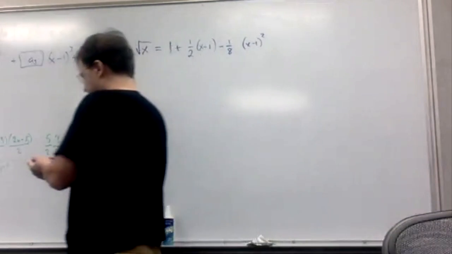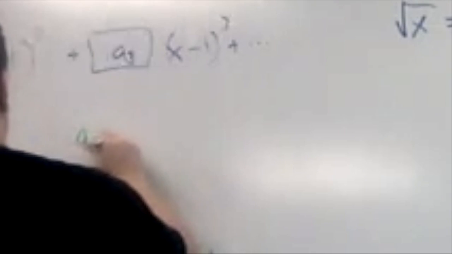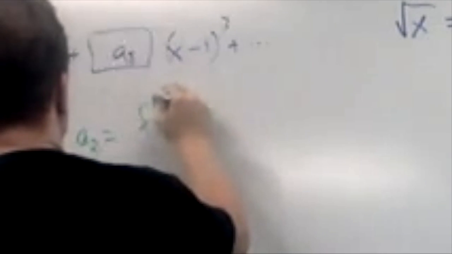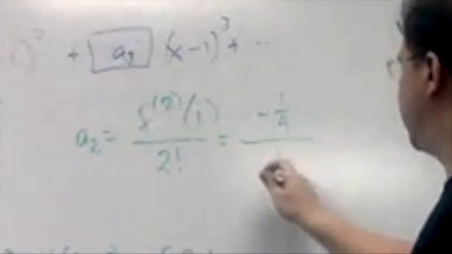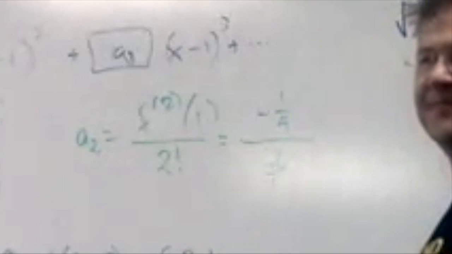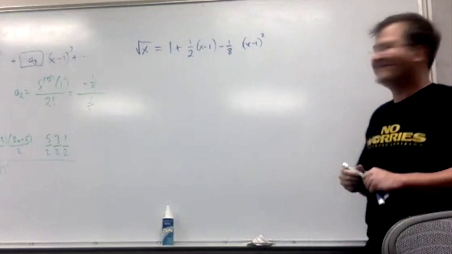So when n equals 2, that's the second derivative evaluated at 1, divided by 2 factorial. So in this case, that would be negative 1/4 divided by 2. We're dividing by 2, and then you flip. Okay. I thought you said when I divided by factorial. 1/2. Yeah.